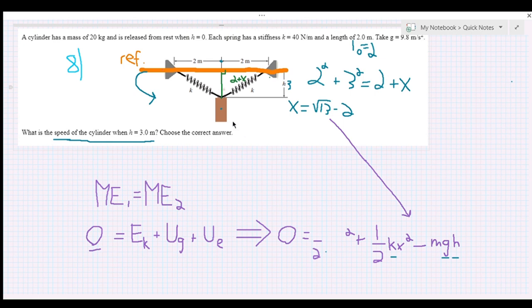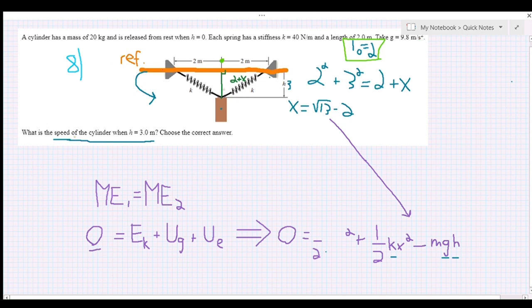Okay, now moving on to number 8, which is a little bit harder. A cylinder has a mass of 20 kilograms and is released from rest when h is equal to 0. So it's released from this point over here. Let's also activate the pen. This beautiful green color. Okay, so it's released from here. Each spring has a stiffness k equal to 40. As you can see, there are two springs. They're identical, same k, and a length of 2 meters. This is L0. If you recall that x, the extension, is equal to L minus L0, the natural length. And take g as 9.8.